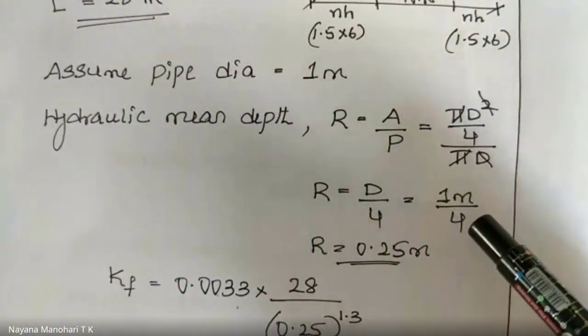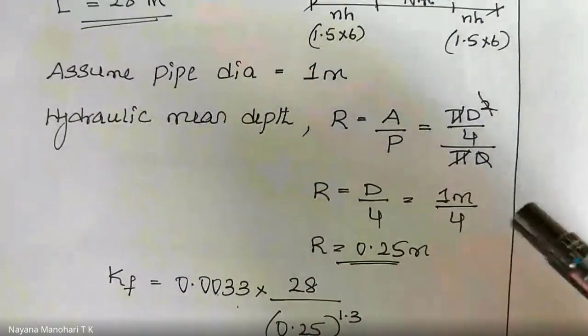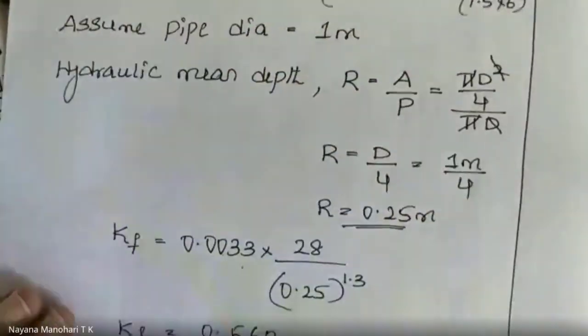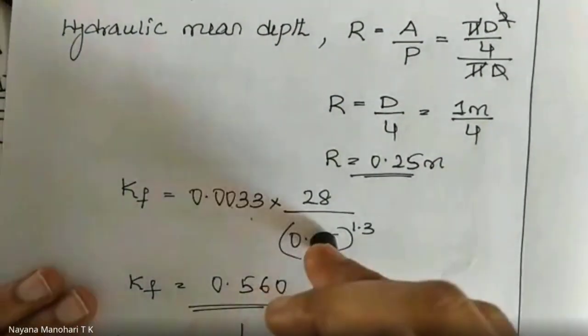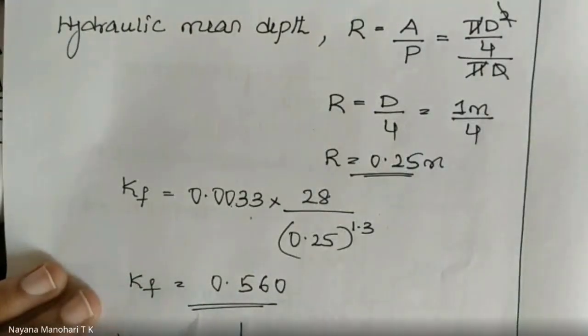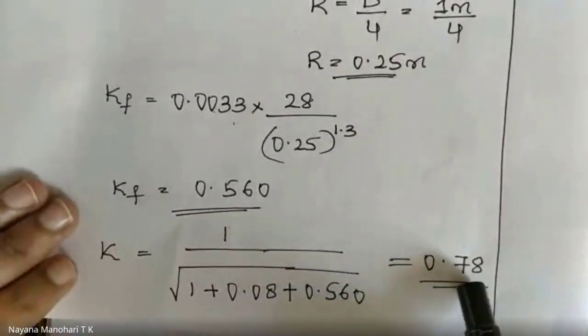1 divided by 4, since you have assumed the diameter as 1 meter, that is the R value. Next, substitute in the KF equation and calculate KF. Once you calculate this KF value, go for the capital K, that is 1 over square root of 1 plus KE plus KF, and you will get the K value as 0.78.